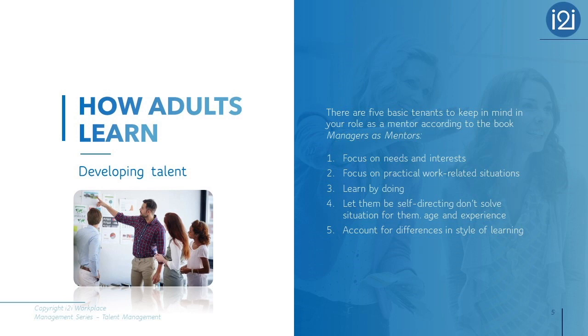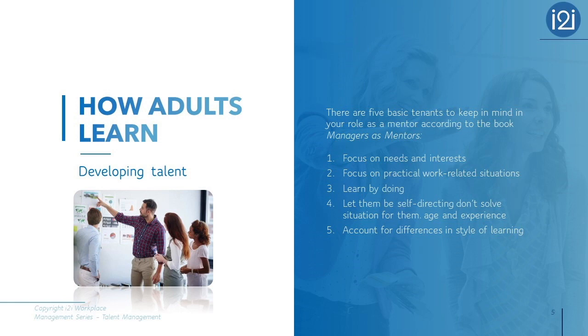Fourth, let them be self-directing. Don't solve the situation for them. Think about their age and experience. Adults of any age have a deep need to be self-directing. Therefore, the role of the mentor is to engage in a process of inquiry, analysis, and decision-making with the person, rather than to transmit knowledge and then evaluate the person's conformity to it.